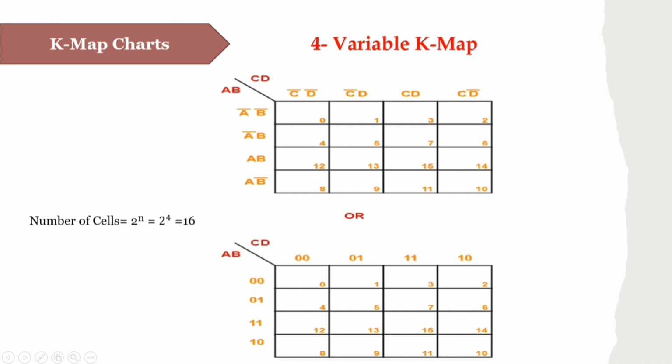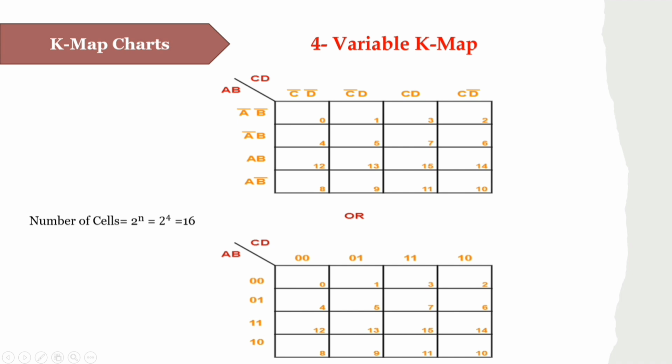So, when coming to the group sizes, in a 4-variable K-map, you can form a group of 1 cell, which is the minimum, or you can go for 2 cells, or you can go for a group of 4 cells or 8 cells. At last, you can group the maximum of 16 cells together.